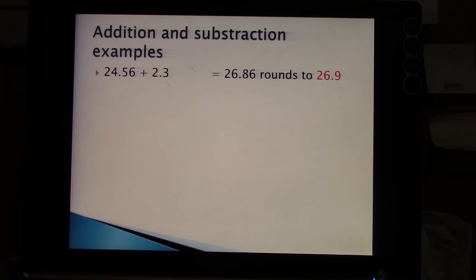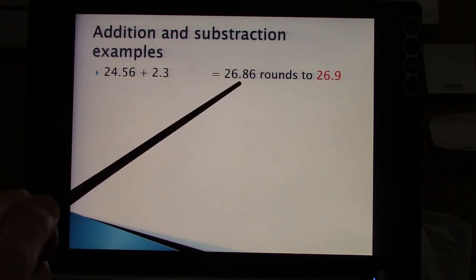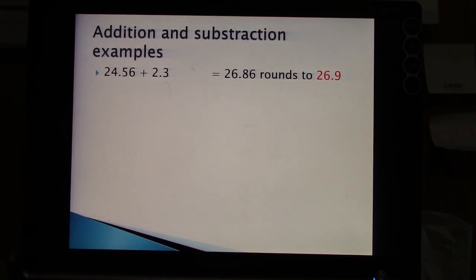24.56 plus 2.3. Without even doing the math, that's an addition problem. The 2.3 has 1 decimal place, and the 24.56 has 2 decimals. So the final answer should only have 1 decimal. What I encourage all students to do is just do the math, write the calculator answer, and then round off the answer to the proper significant digits. Let's try that one.